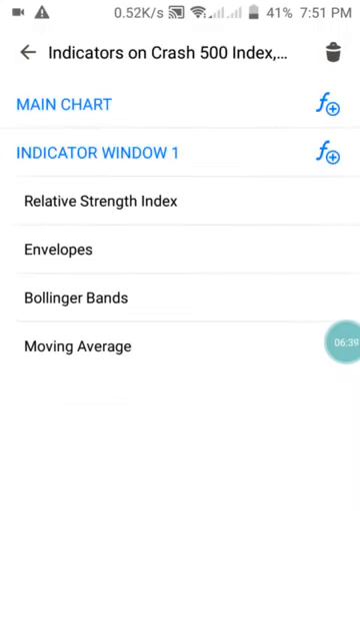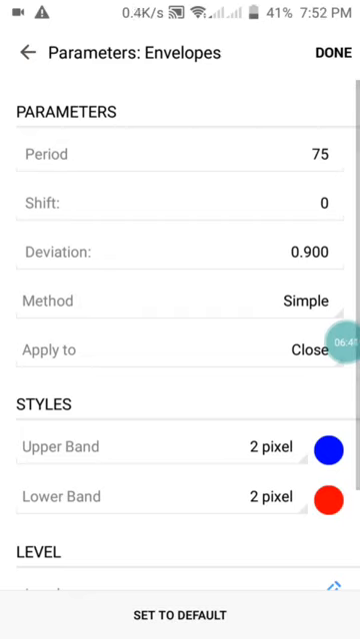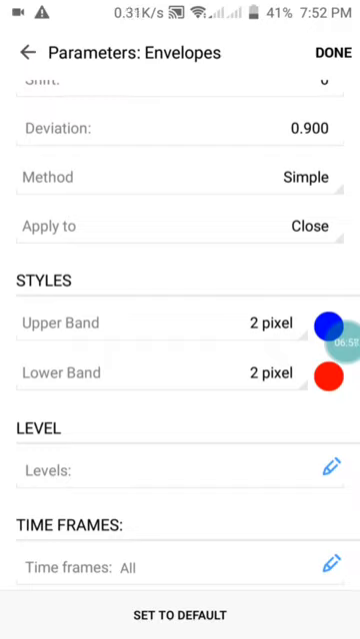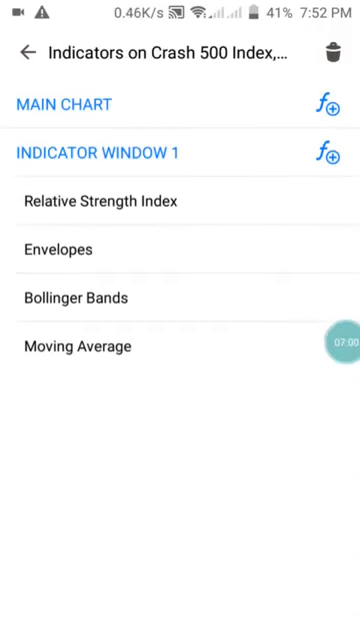Then now let's go back to our envelope. We have our period of 75. We have our shift to be 0. We have our deviation to be 0.900. We have method to be simple. We have apply to close, and we have our upper band and our lower band to be in this color. You see, just make it so permanent the way I made it like this. Then you press on done.